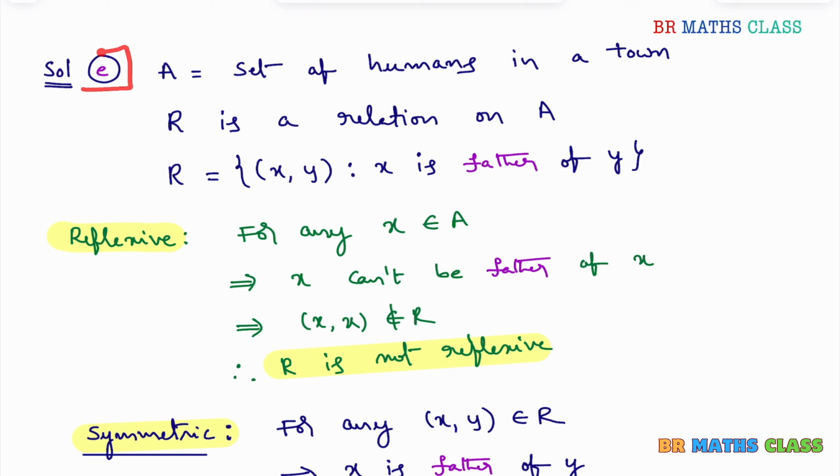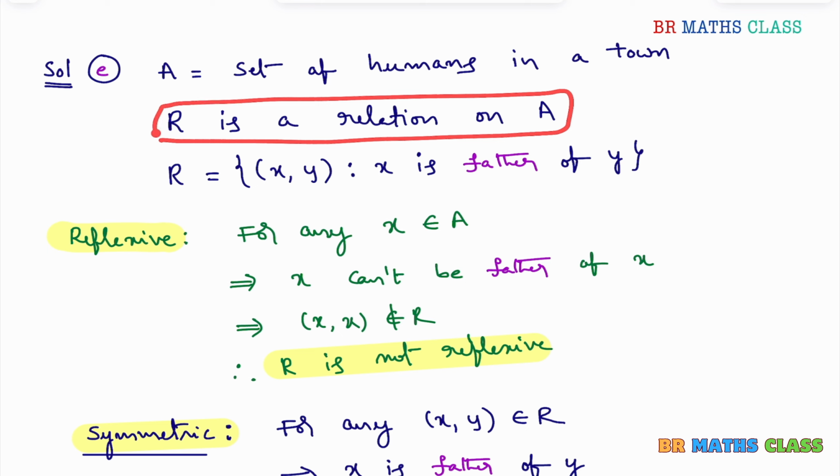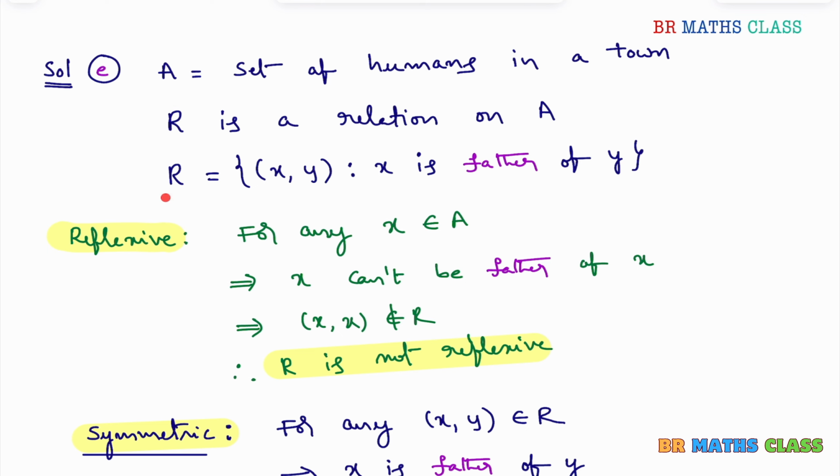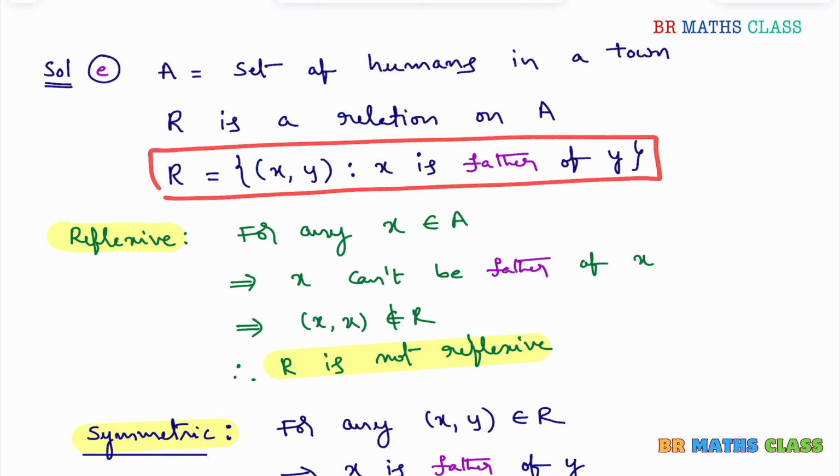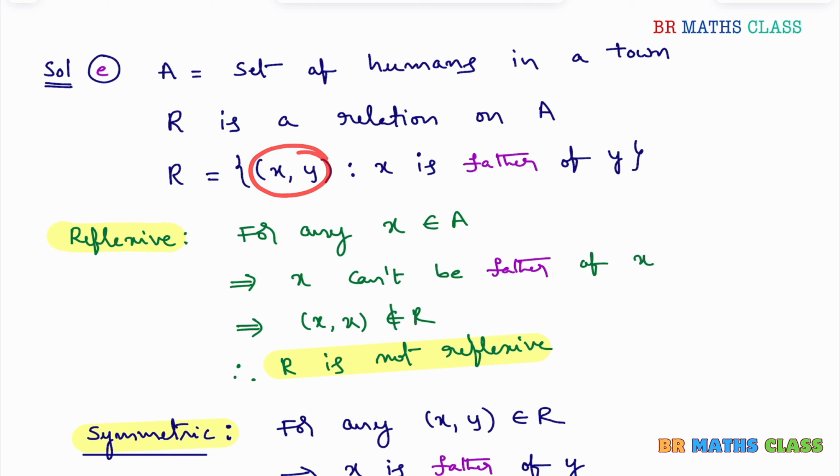Observe this next one a bit, it is similar to the previous one. In this, three points you need to observe. The given set is the set of humans in a town. They are saying that R is a relation on set A. And the relation is like this, which contains ordered pair x comma y. And we say ordered pair x comma y belongs to R if x is father of y, then only ordered pair x comma y belongs to R.